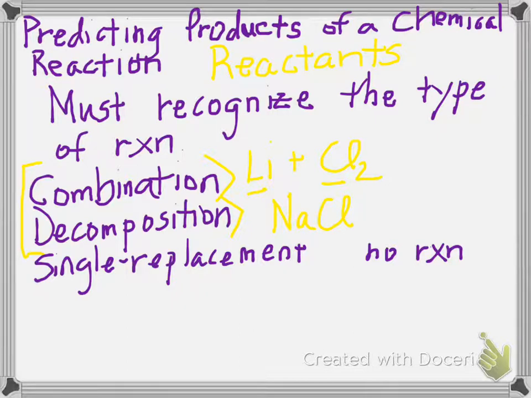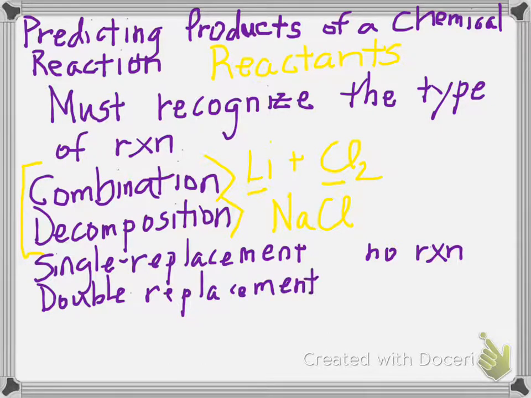All right, our next type of reaction is our double replacement. Again, how do we know that we have a double replacement reaction when we're only looking at our reactants? Again, we're going to have two reactants, but this time our two reactants are two compounds. And remember, in a double replacement reaction, the cations, the positively charged ions, are switching partners.